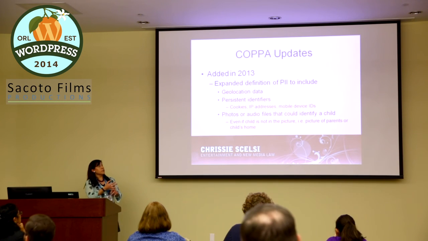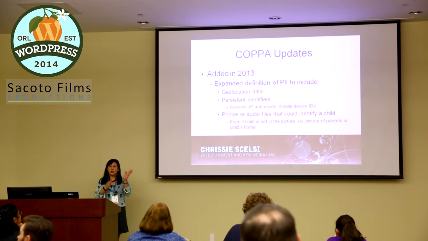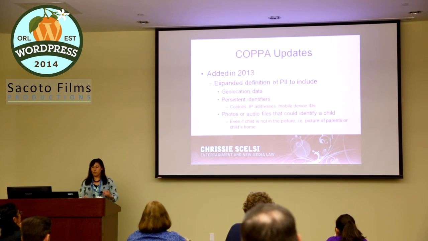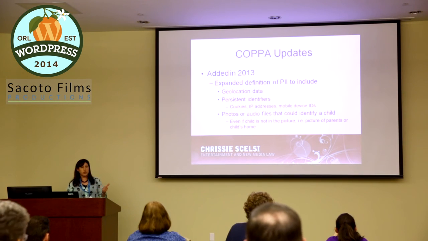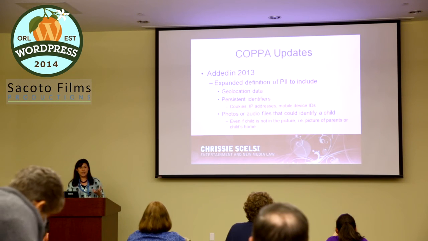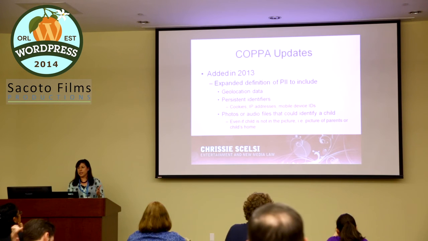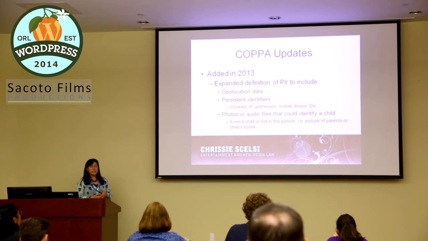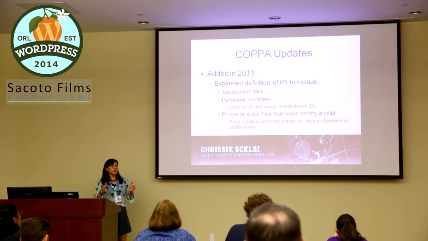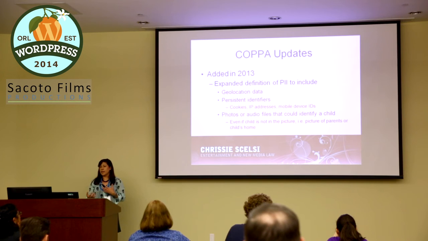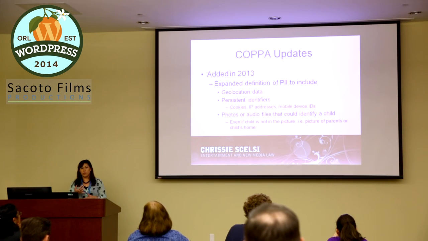It includes persistent identifiers that could identify you across multiple websites, or those handy things that keep you signed in on Facebook from every site. So that can be cookies, IP addresses, mobile device IDs. Those are all considered things that you need to disclose and get consent to collect from minors. And these don't even have to be of the child. So it could be a photo or audio file containing the child, but it could also be something that could identify that child. So maybe a picture of their parents' house, picture of their parents, something that you could use to identify that child.